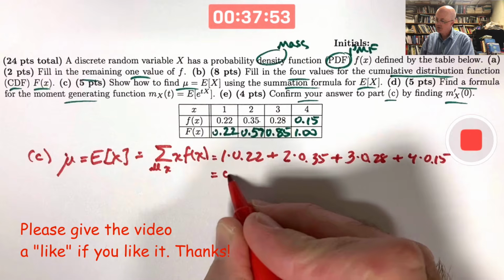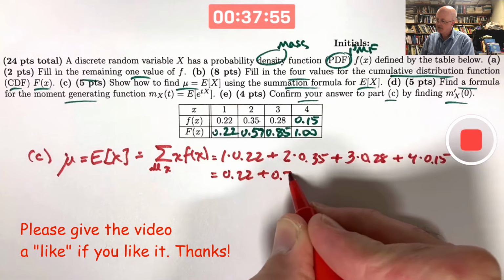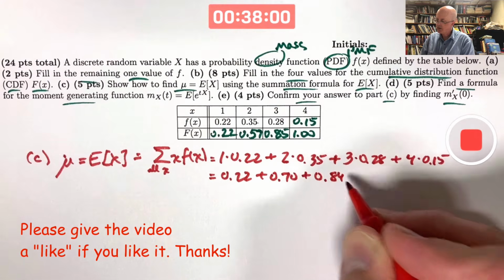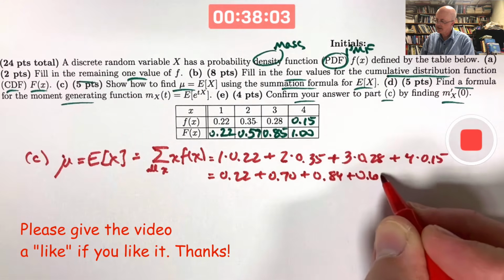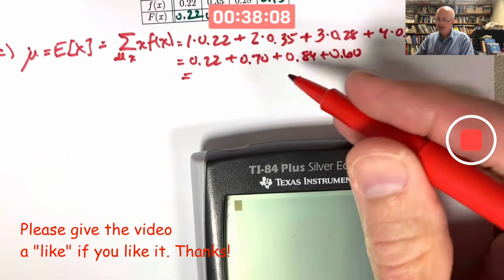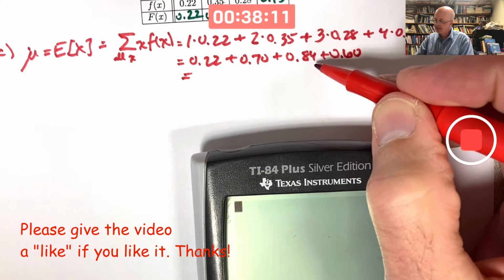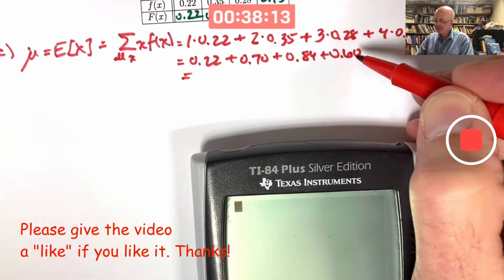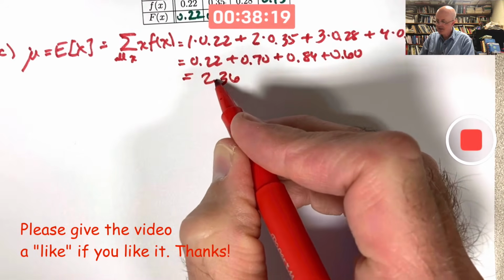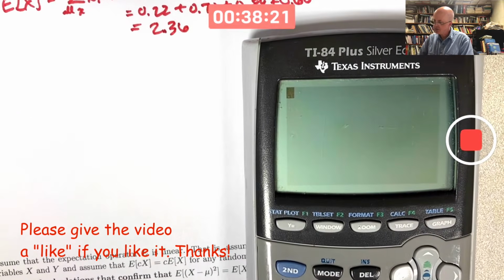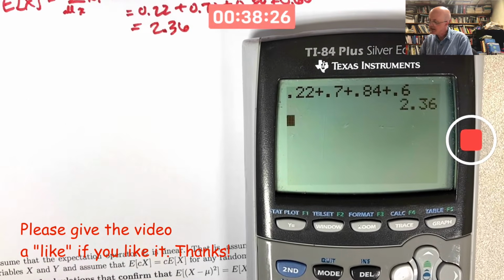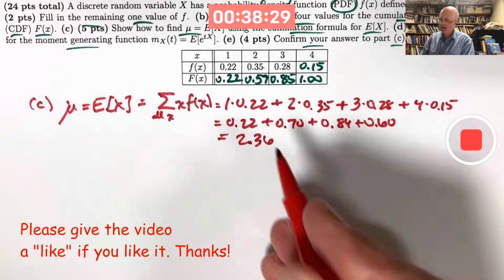So this is 0.22 plus 0.70 plus 0.84 plus 0.60, hoping I don't make any mistakes. That's 0.92 there, plus that is going to be 1.76, plus that is 2.36, hopefully. I better double check. 0.22 plus 0.7 plus 0.84 plus 0.6 is, yes, 2.36, and that is going to be the mean.